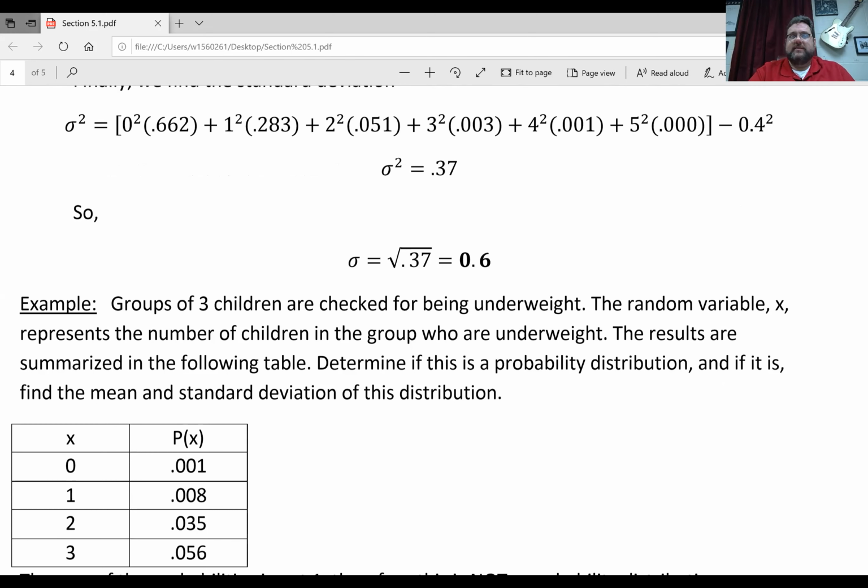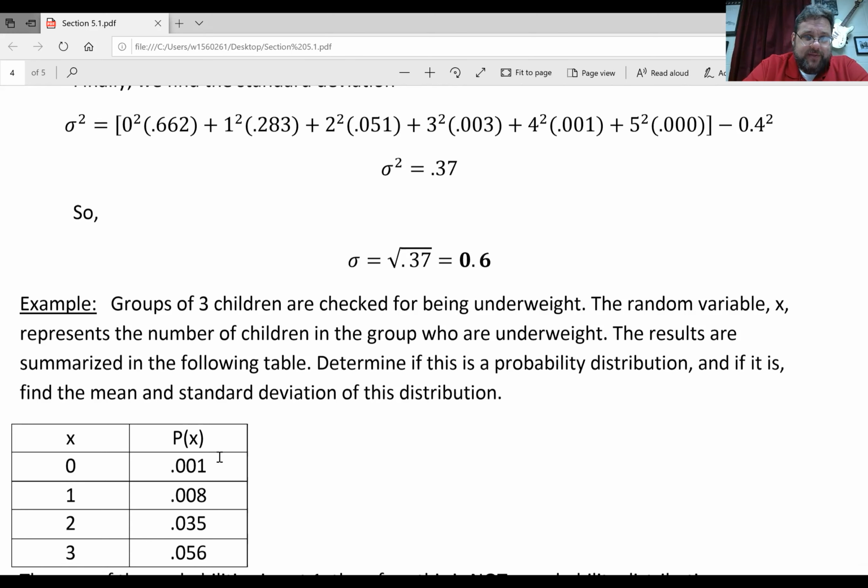Now, let's look at the next example. Groups of 3 children are being checked for being underweight. In other words, we've got these groups of 3. So in a group of 3, how many could be underweight? You could have 0, you could have 1, you could have 2, or you could have 3. That's our random variable over here. Now, associated with 0 is the probability of 0.001. Associated with 1 is a probability of 0.008. Associated with 2 is this probability. And remember, the first thing we want to ask is, is this a probability distribution? And in this case, it's not. So here's why.